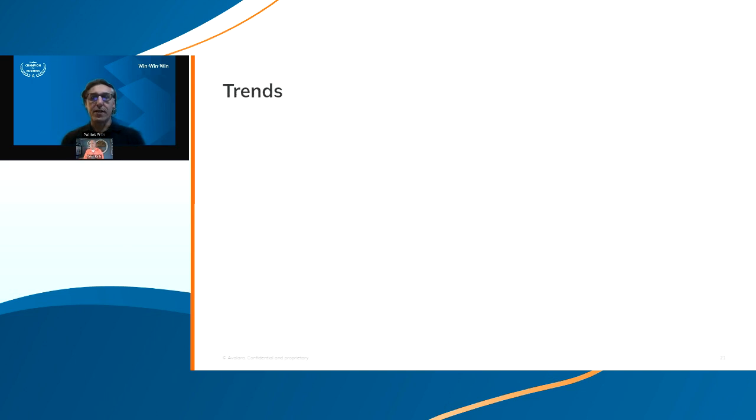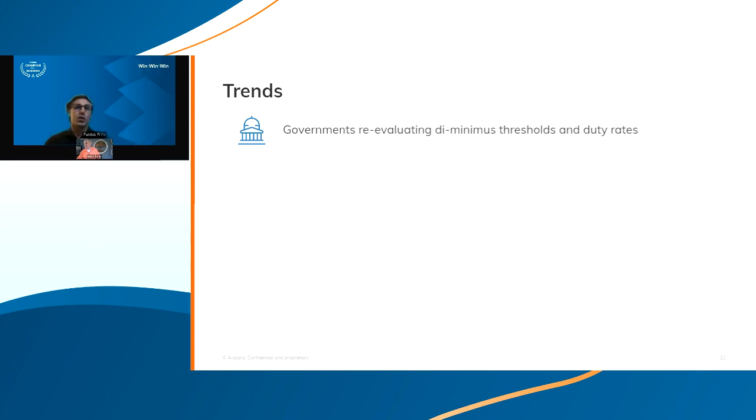So a few more trends that we've seen. Just going to go through these one by one. So the first one is governments. 220 governments on the planet, so plenty of activity going on. And what we're seeing is two things. I'll talk about these individually: the de minimis value, the de minimis thresholds.